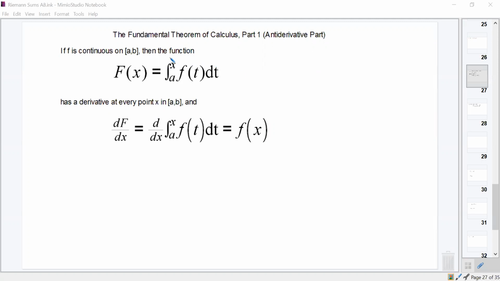And we know that this little symbol is our integral sign. So if we take the derivative of the integral of a function, we just get that same function. We're going to come back to that in a second.